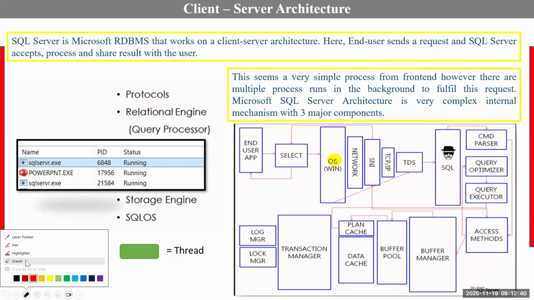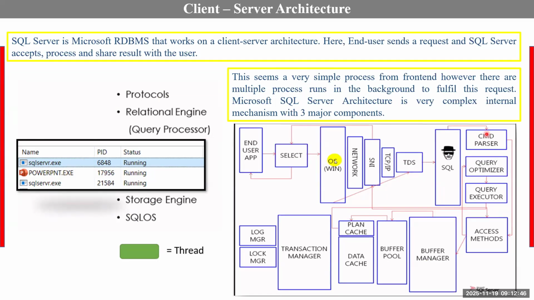Basically, the command parser is first checking the syntax. Is it clear, everyone? It is just checking syntax. Next, what is it doing?